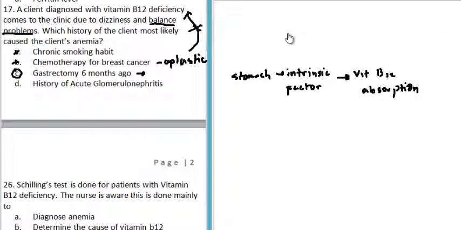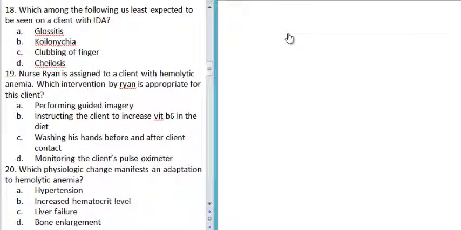Therefore, the answer is letter C. If you don't have the stomach, you don't have intrinsic factor, you can't absorb vitamin B12. Next, number 18. Which among the following is least expected to be seen on iron deficiency anemia?